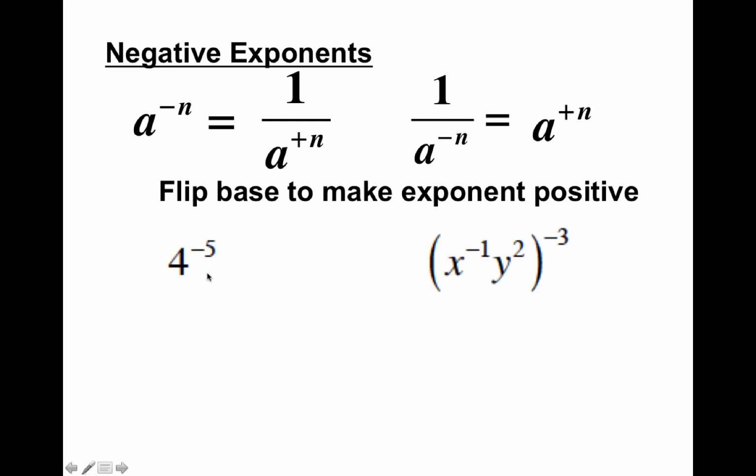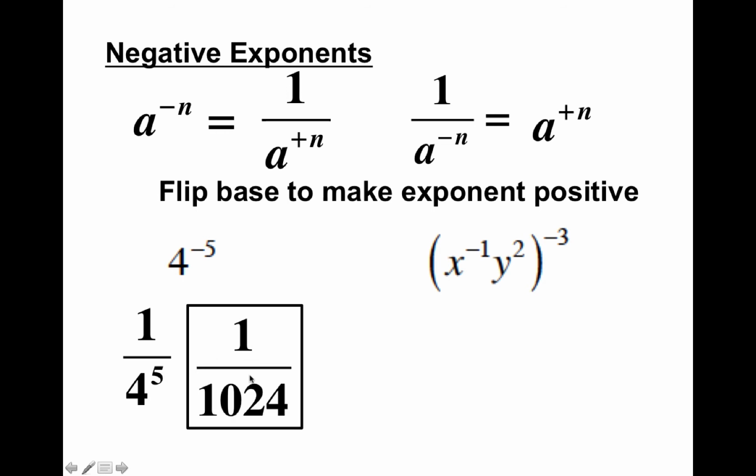So first example, we're going to make the 5 positive by moving the 4 to the bottom of the fraction. So it becomes 1 over 4 to the 5th power. And 4 to the 5th power can be simplified, so it becomes 1 over 1,024.